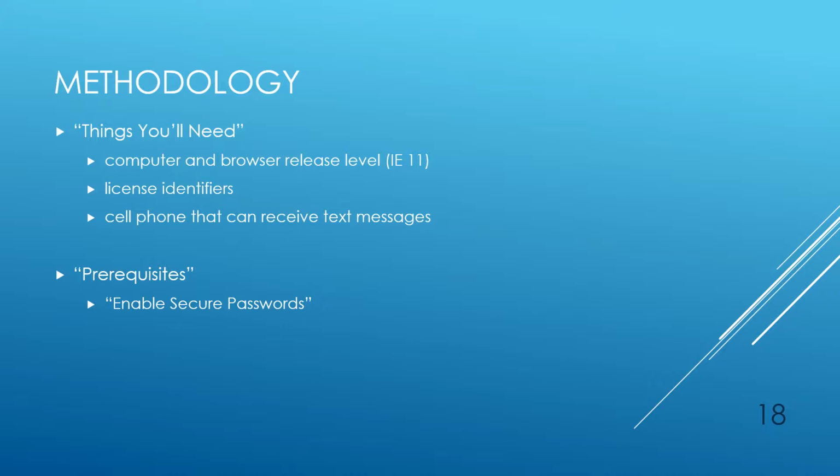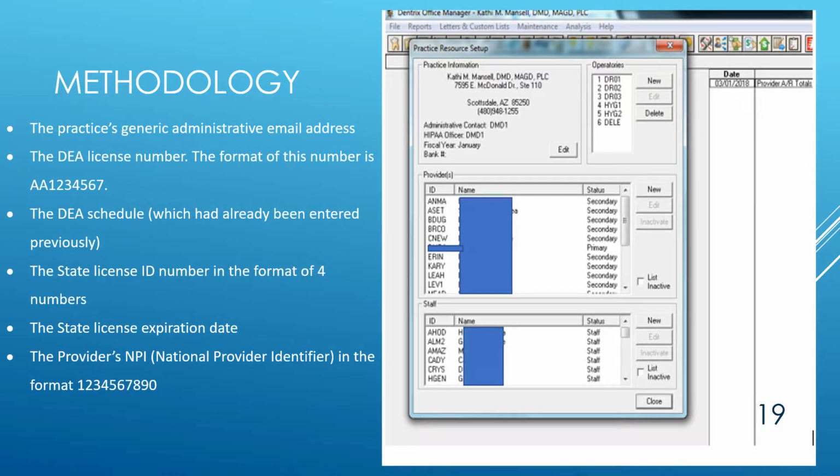Next, the implementer is prompted to enter or check for completeness the practice information and provider details. A screenshot of the provider details screen, with full names of the providers and staff redacted, is shown on the next slide. And it is from this dialog window that the implementer enters the data collected previously.